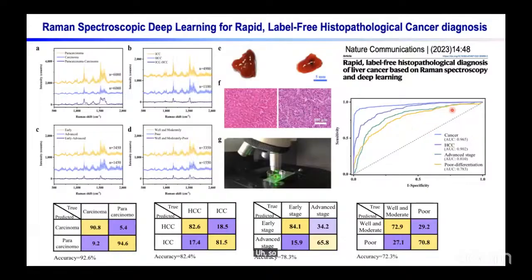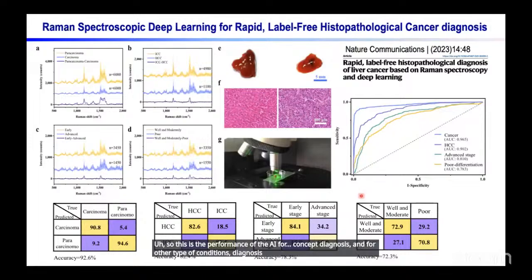So this is the performance of the AI for cancer diagnosis and for diagnosis of other types of conditions, including the bone differentiations and so on and so forth.